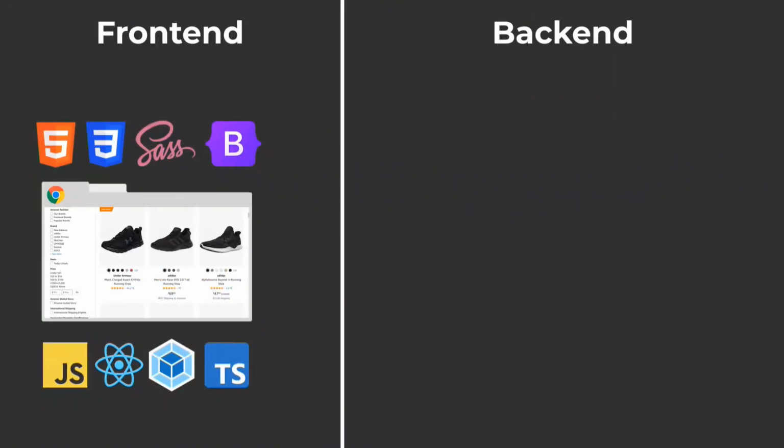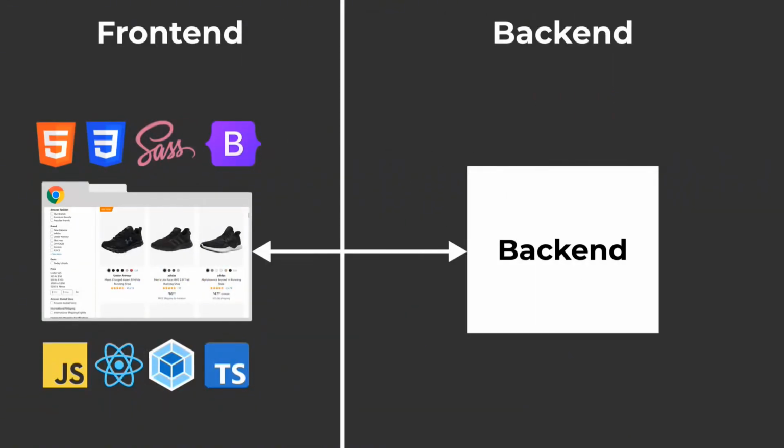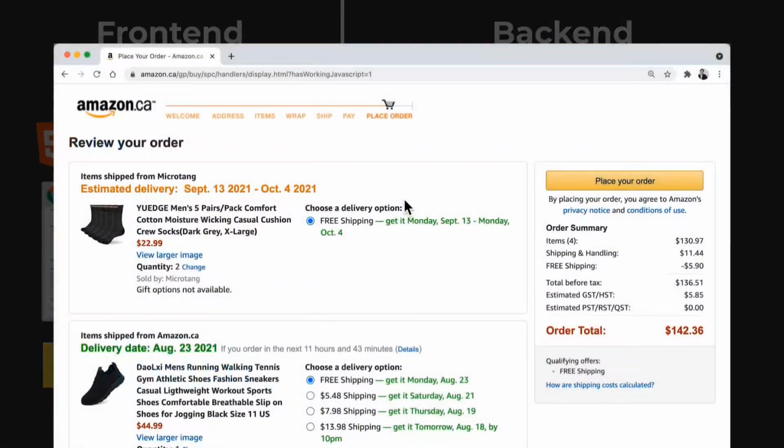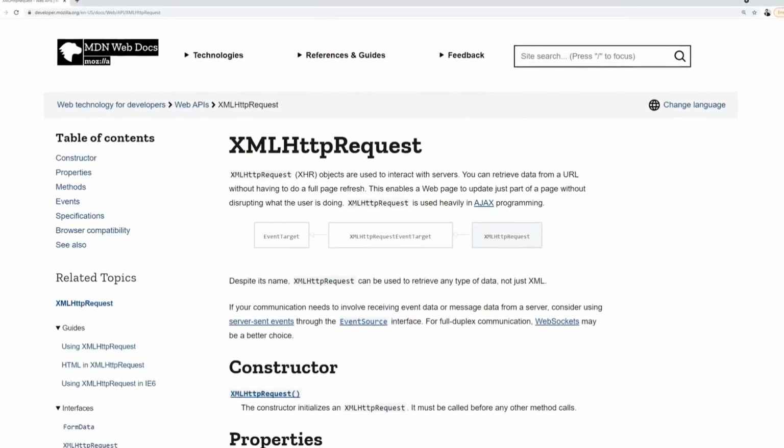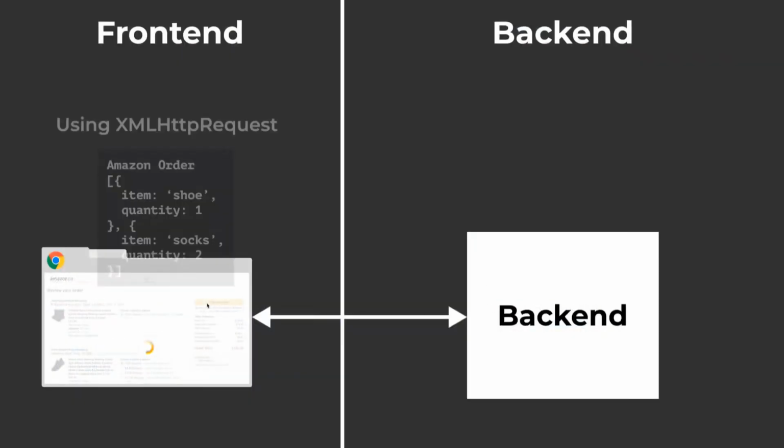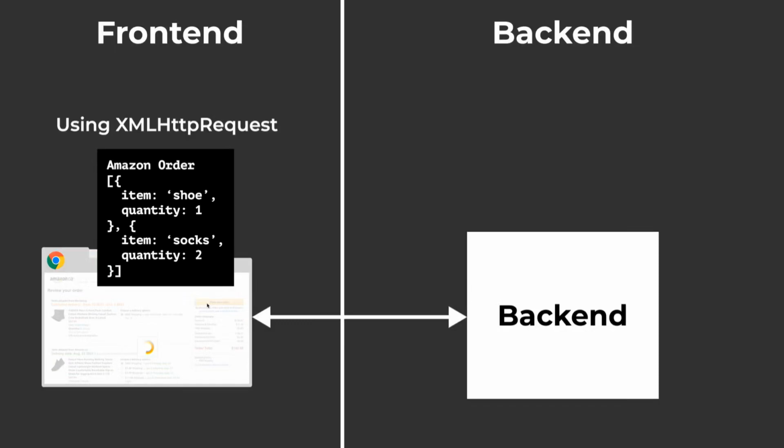The last thing we're going to look at is how does the front end communicate with the back end. For example, let's say I'm on Amazon and I want to make an order. How does this order get sent from my computer to Amazon? JavaScript has a feature for this too, called XML HTTP request. It lets us send a message. In this case, we're going to send our Amazon order to a URL like amazon.com/create order.